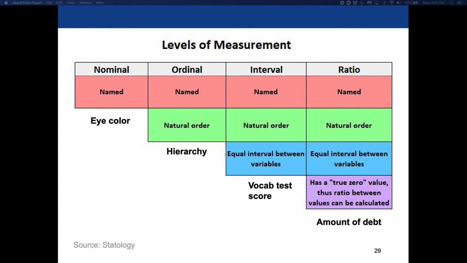Okay, so when we get into ratio, there can be an absence of something. It's named with numbers, there's an order to it, we have the equal intervals in between the different levels, but now we can have nothing. So maybe you have no debt if you're very lucky, or you have $100,000 worth of debt if you're less lucky, or you own a home or something. I don't know. But you can have no amount of debt. You can have a 0 amount of debt. It makes sense when we're measuring debt.